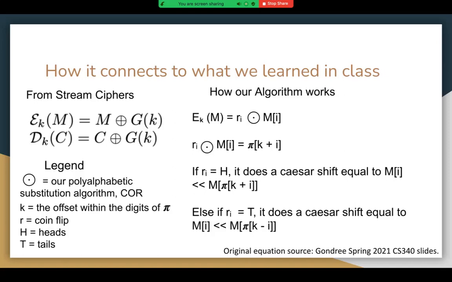And then to kind of more deeply describe it, if the coin flips at I equals heads, then our algorithm does a Caesar shift equal to the message at I shifted by the offset plus I digit of pi. And if the coin flip at I equals tails, then it does a Caesar shift equal to the message at I being shifted by the message at K minus I digit of pi instead. So overall, that's essentially how our algorithm works and how we made the encryption algorithm.